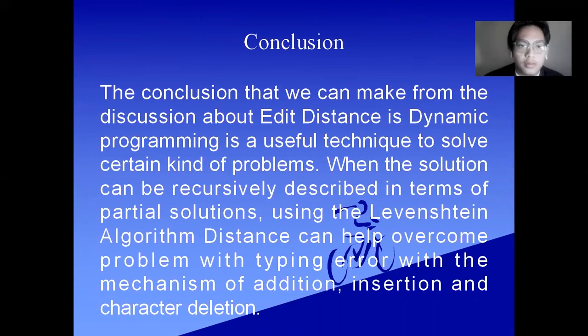Okay, what's the conclusion about edit distance? The conclusion we can make from the discussion about edit distance is that dynamic programming is a useful technique to solve certain kinds of problems when the solution can be recursively described in terms of partial solutions. The Levenshtein distance algorithm can help overcome problems with typing errors with the mechanism of addition, insertion, and character deletions.